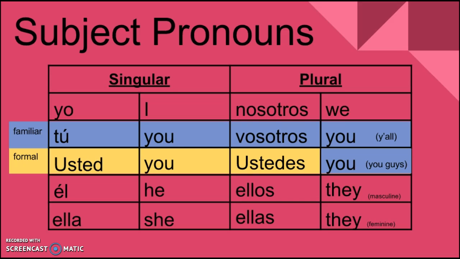And likewise in Spanish, y'all or vosotros, this form is used in Spain, but it's not used in some of the other Spanish-speaking countries. So ustedes is the more common phrase for you if you're talking to a group of people. Just something to keep in mind.